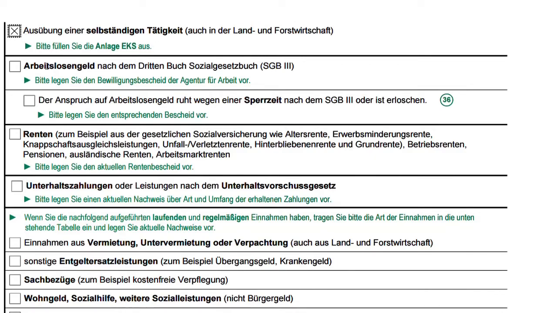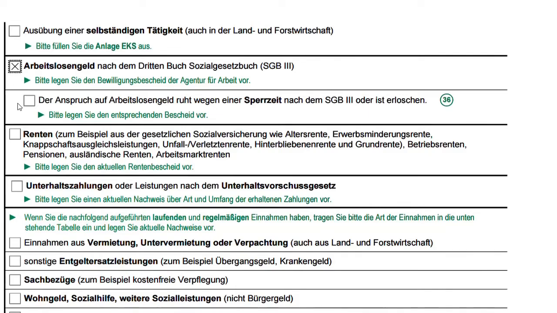If he or she gets unemployment benefit based on the third book of the social code, you mark here with a cross, and you should also send the job center a copy of the Bewilligungsbescheid of the Agentur für Arbeit, or a copy of the decision of the employment agency about the fact that this person is going to be paid and how much he or she will be paid.